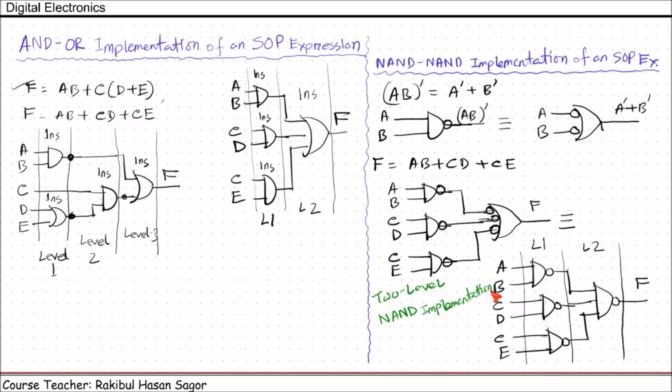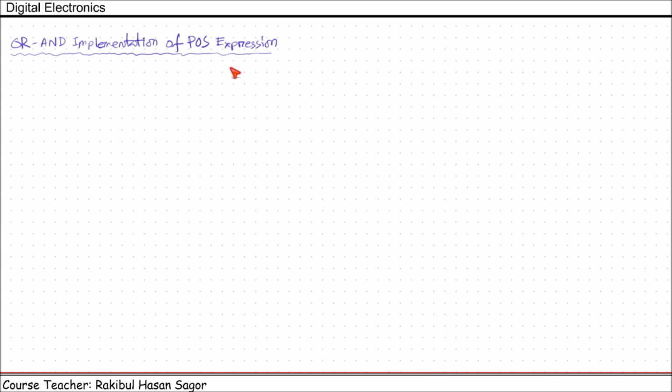Now, if you are asked to represent any function using two-level NAND implementation, what you need to do? Represent the function in SOP form, then provide each product term through first-level NAND gates, then all the outputs will be sent through a second-level NAND gate, and you'll get the final function output. The method is very simple, but we have learned how the theory works. Next, we'll see OR-AND implementation of POS expression.